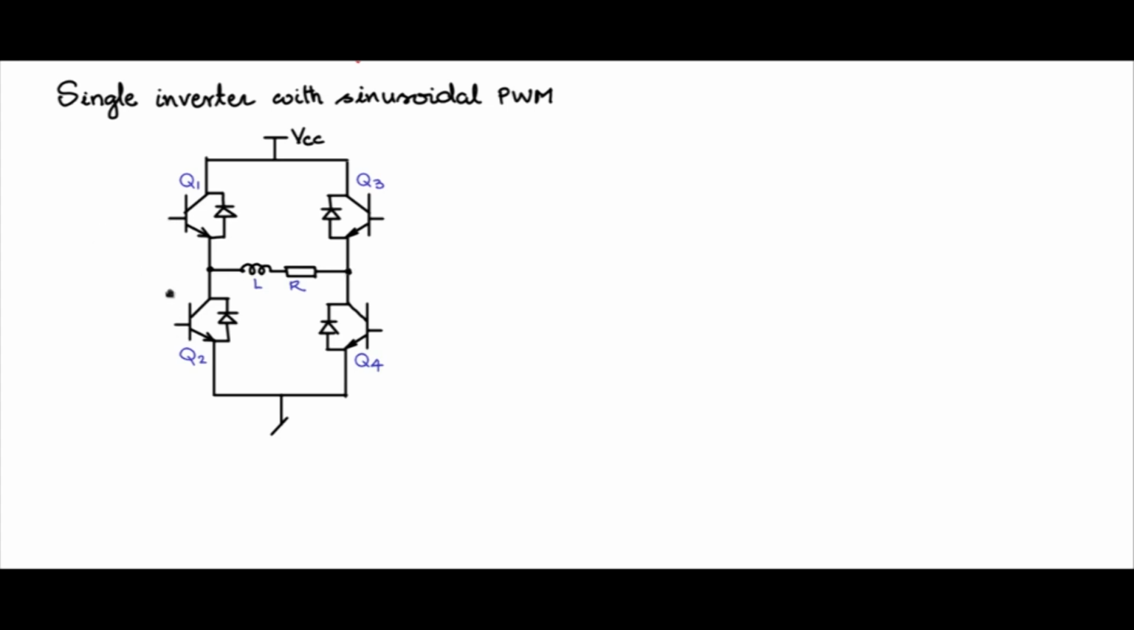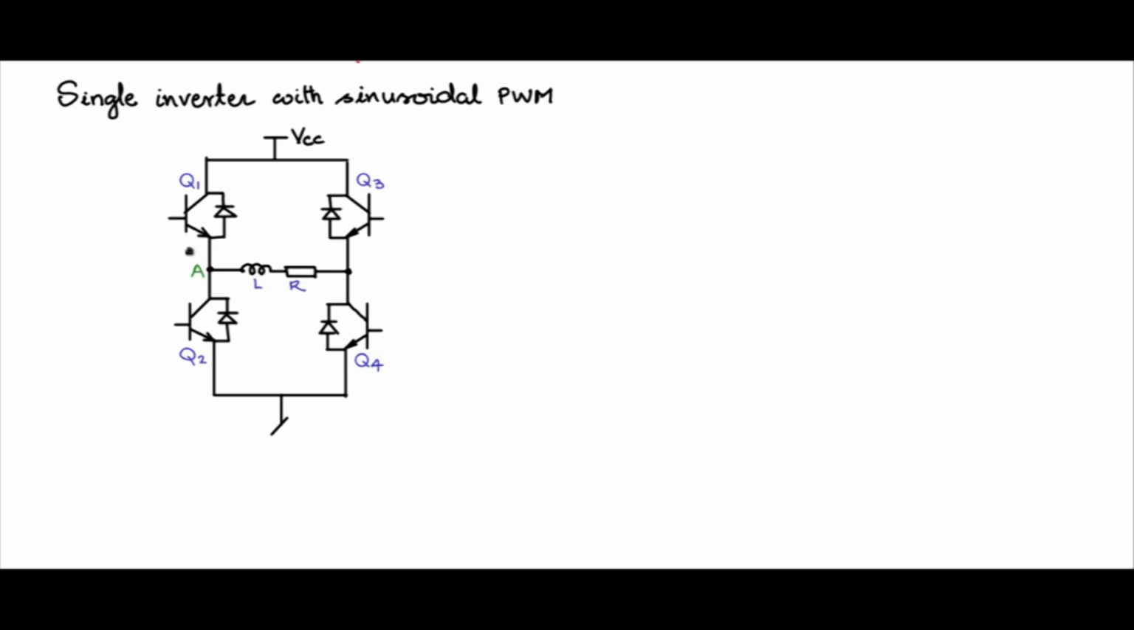Now the switches Q1 and Q2 should be mutually exclusive. When Q1 is on, Q2 is off, so that there is no direct shoot through current. And when Q2 is on, Q1 should be off. Likewise, Q3 and Q4 should be mutually exclusive. Q3 is on, Q4 is off. Q4 is on, Q3 should be off.